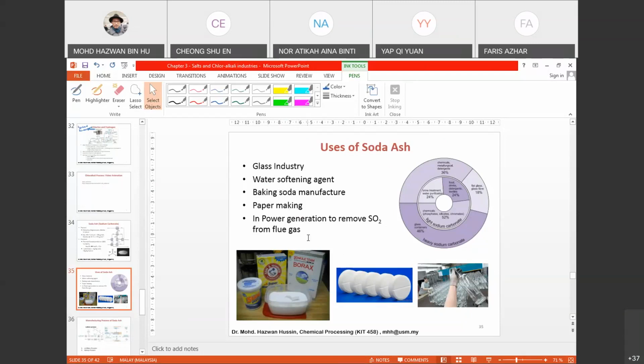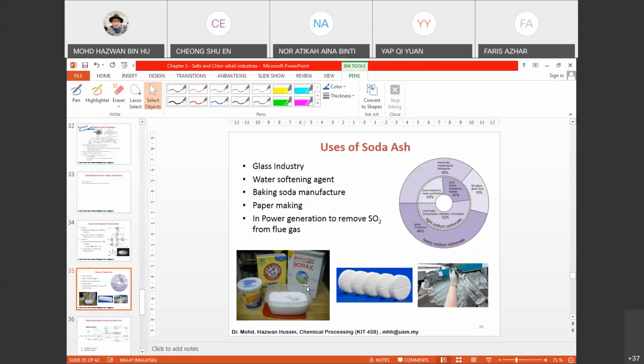It is also used in baking soda manufacturing, paper making, and in power generation to remove sulfur dioxide from flue gas. Right. So if you notice, borax is a widely known product of soda ash.